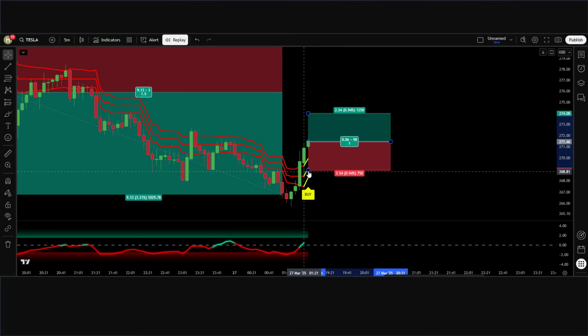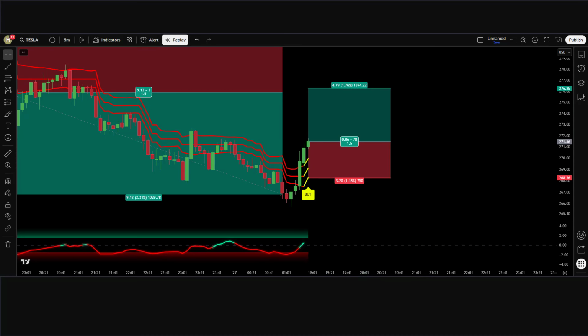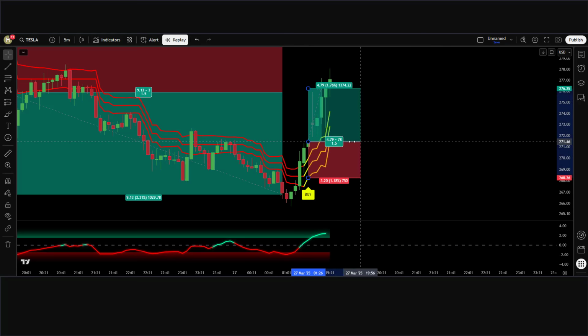Our stop loss will be placed at the yellow lower line of the Buy-Sell ATR Bollinger Band indicator, and the risk-to-reward ratio will be 1:1.5. Let's see what happens to our trade. We have won the trade. Wait for the next signal.